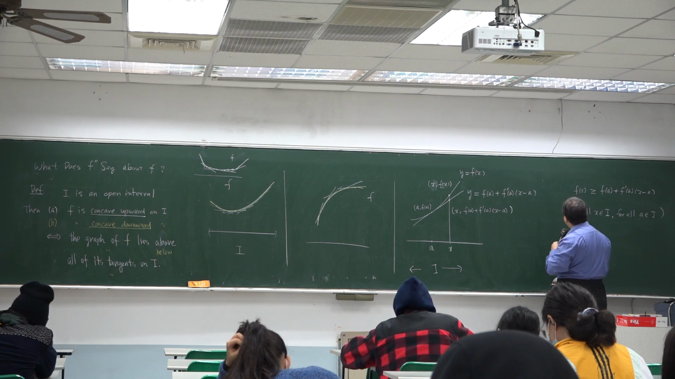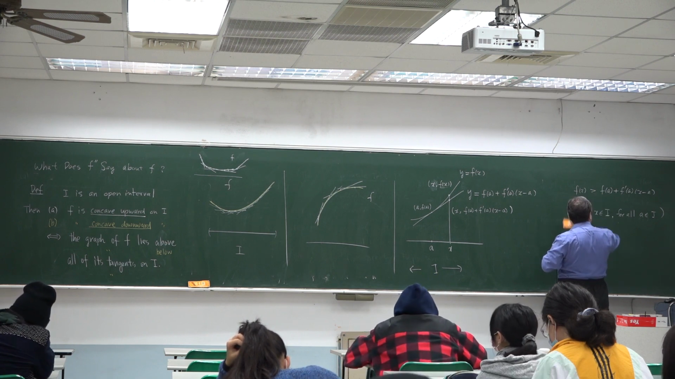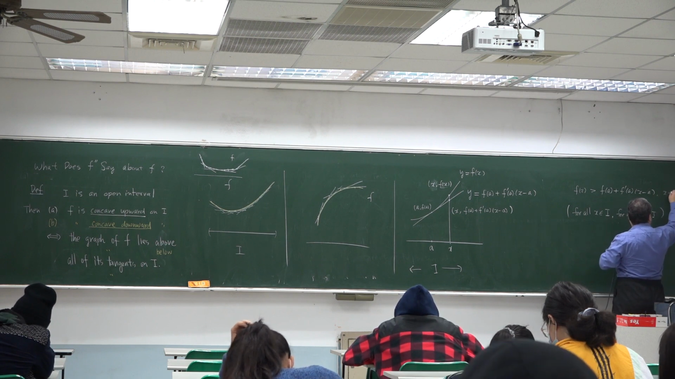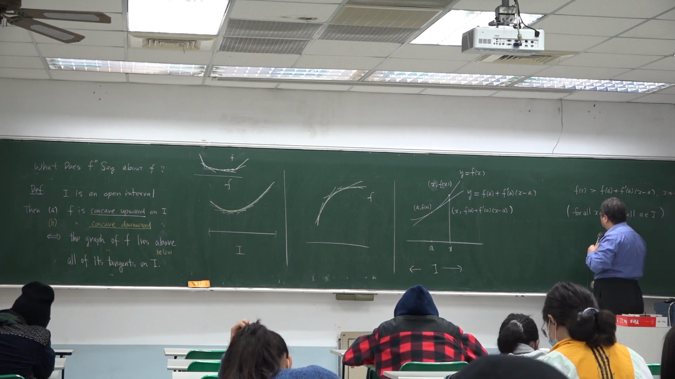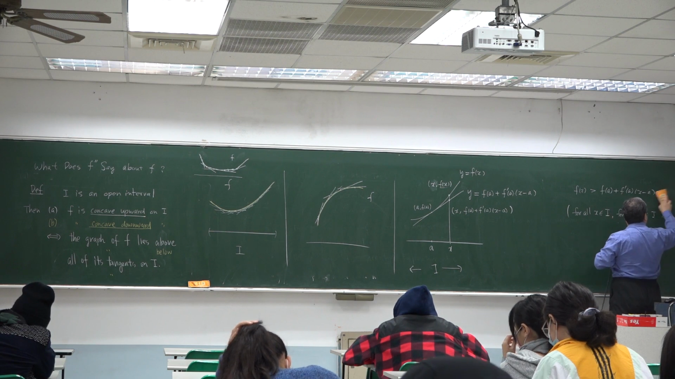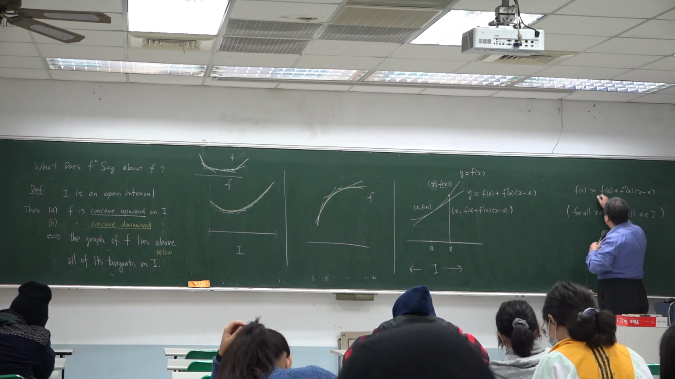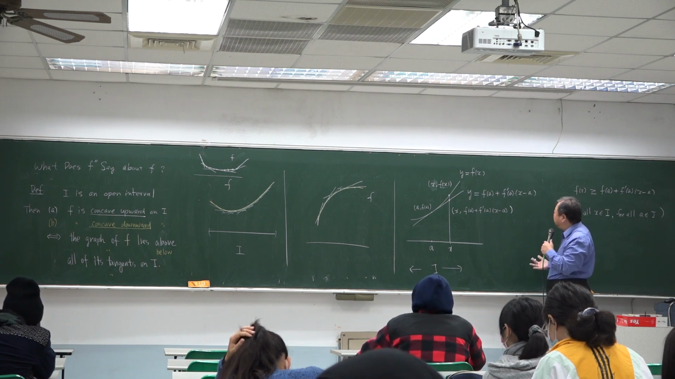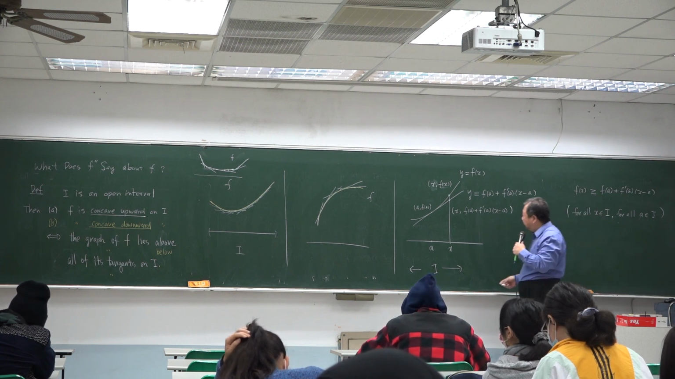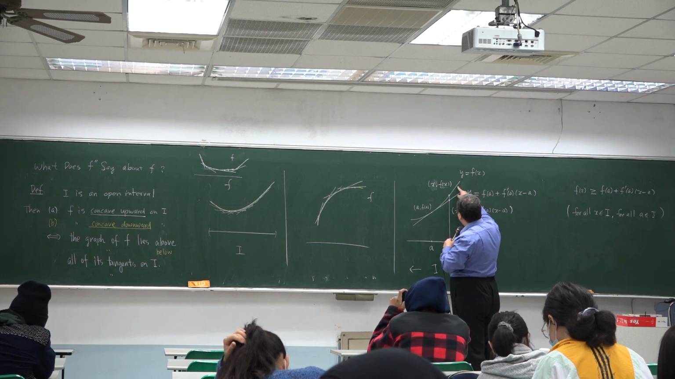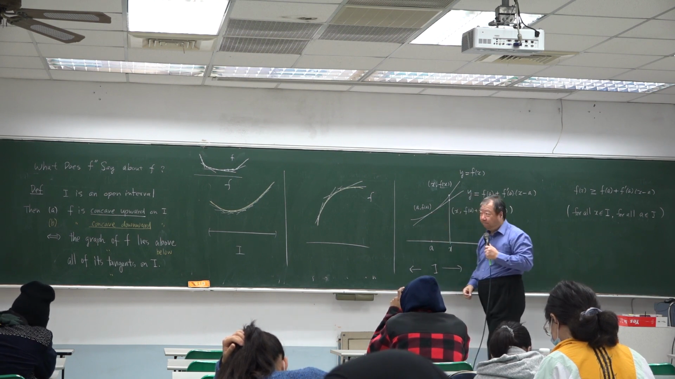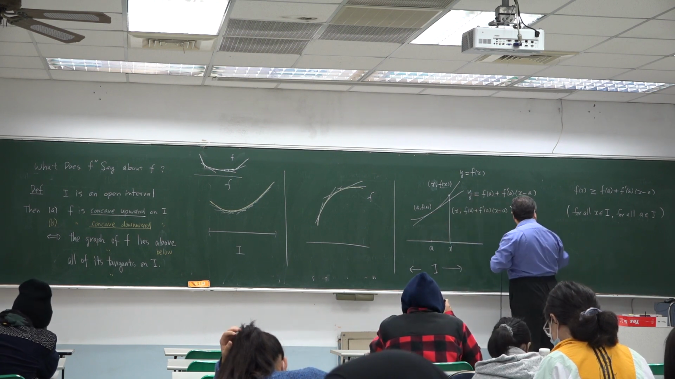Maybe some textbooks require that x is not equal to a, but never mind. Later I will explain. Under some condition, the curve of the function f will be above, strictly above, except at this tangent point. Okay. So this is concave upward.